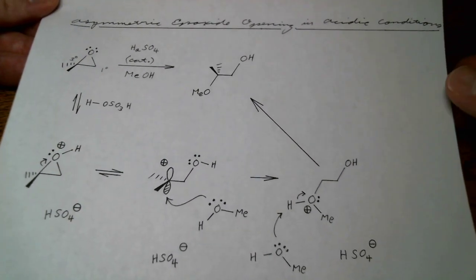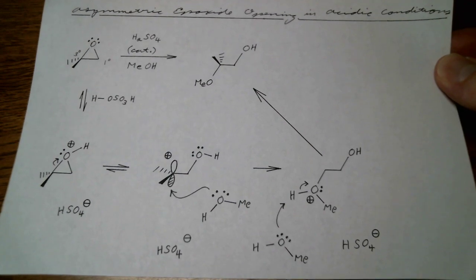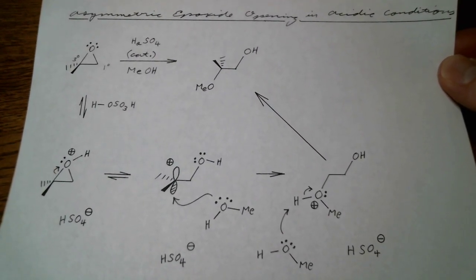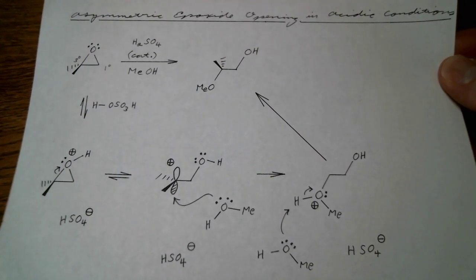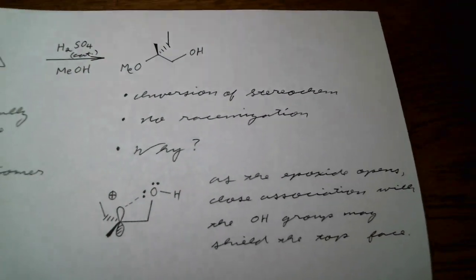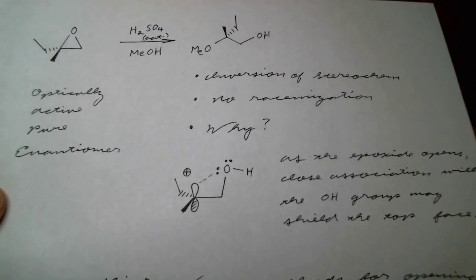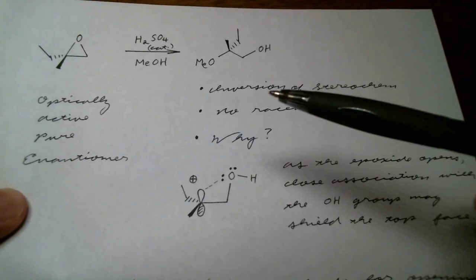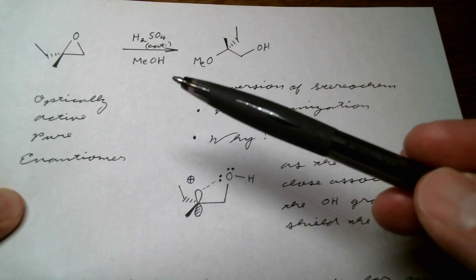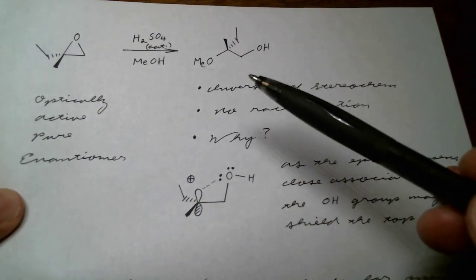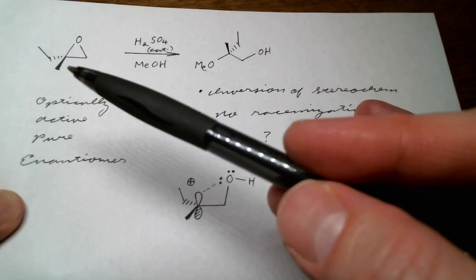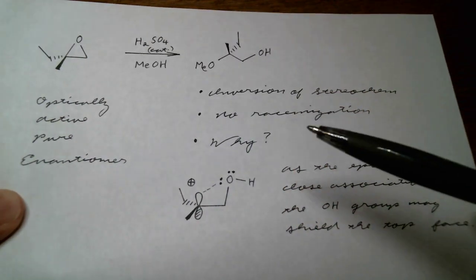What is unusual about this is the fact that if you have an epoxide with a stereocenter, you get inversion of that stereocenter, much like the SN2 mechanism. But this is somewhat explainable through an SN1 type mechanism. So here we have an optically active pure enantiomer epoxide. We put it in methanol with catalytic sulfuric acid, and we get inversion of the stereochemistry, almost as though our methanol attacked that tertiary carbon in SN2-like fashion.